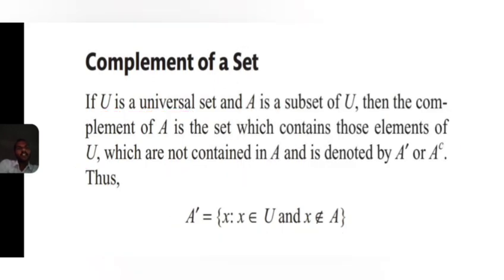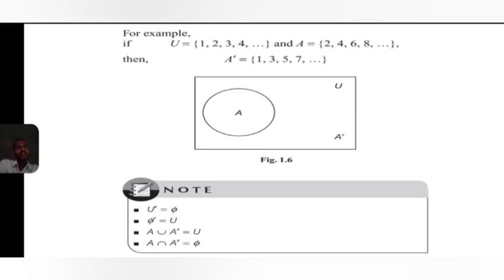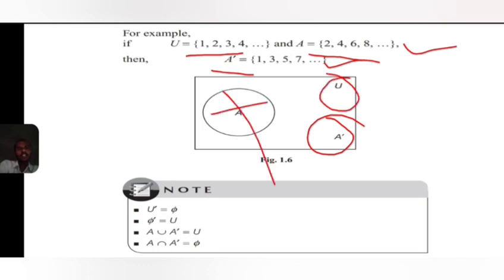Then see in the Venn diagram, for example, if U equals {1, 2, 3, 4, ...} and A equals {2, 4, 6, 8, ...}, then the complement of A is nothing but A dash, right? The universal set consists of the natural numbers, that is 1, 2, 3, 4 and so on, whereas set A consists of even natural numbers. Therefore, A dash is nothing but the odd natural numbers. The elements belong to U but not A, right?